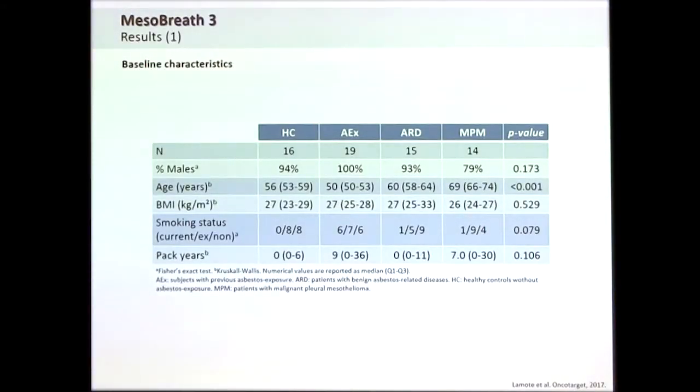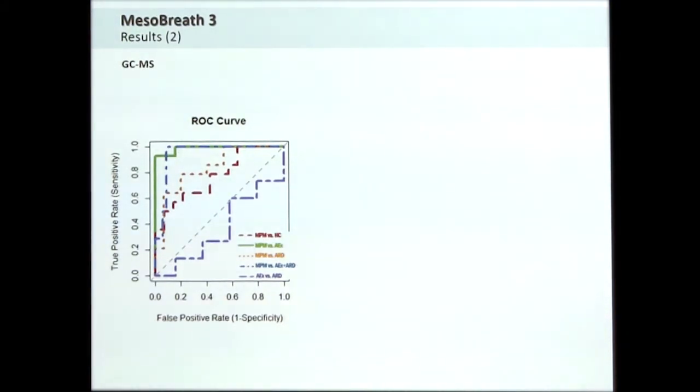Now, looking at those groups, the comparison, again, the same remarks. So there was a difference in age because of the elderly population who had malignancies. So for GCMS analysis, these are the results. Looking at the blue line, this is the mesothelioma versus the group of both asbestos-exposed person population. We see a very good discrimination.